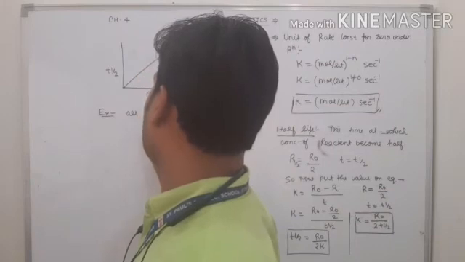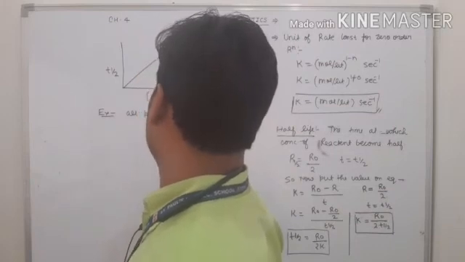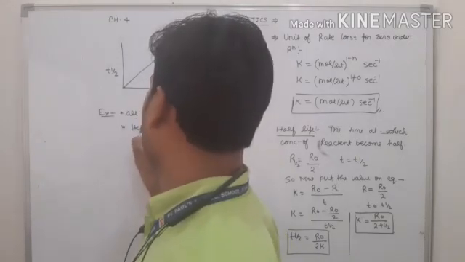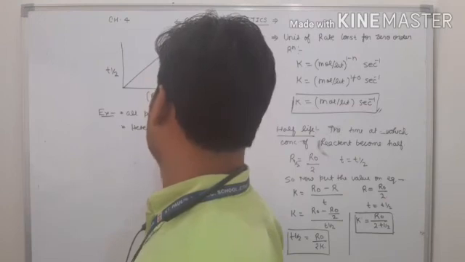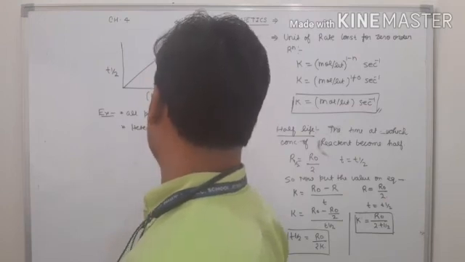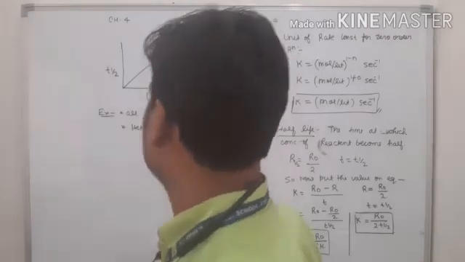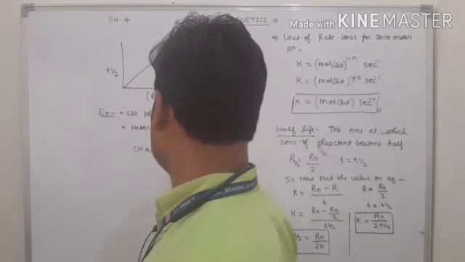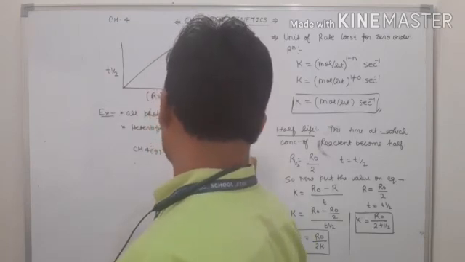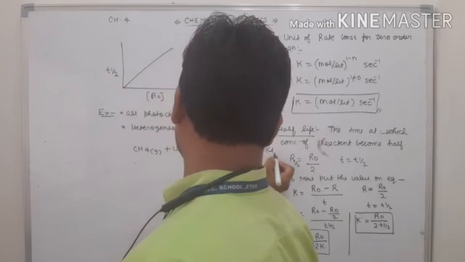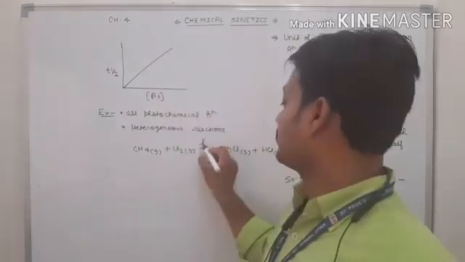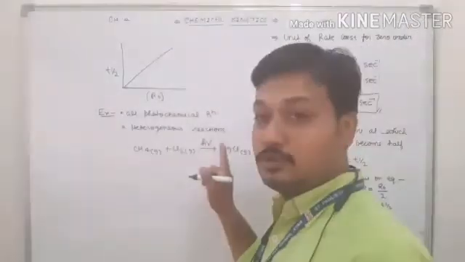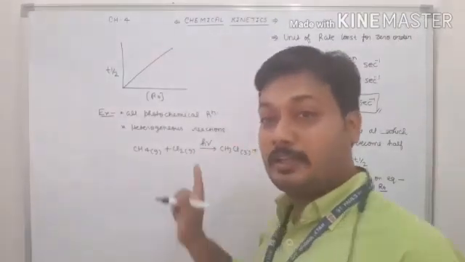All photochemical reactions or heterogeneous reactions. For example, CH4 plus Cl2 gas gives CH3Cl gas plus HCl. This reaction only starts in the presence of light. If the light is not present, the free radical is not formed and the reaction does not occur.